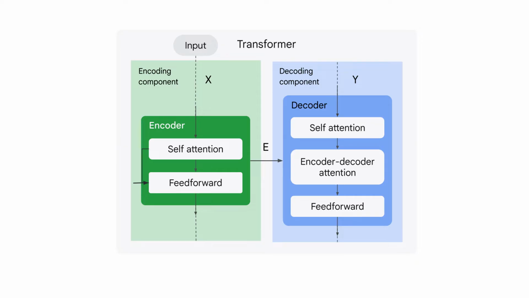And the second layer is called a feed-forward layer. The output of the self-attention layer is fed to the feed-forward neural network. The exact same feed-forward neural network is independently applied to each position. The decoder has both the self-attention and the feed-forward layer, but between them is the encoder-decoder attention layer that helps the decoder focus on relevant parts of the input sentence.